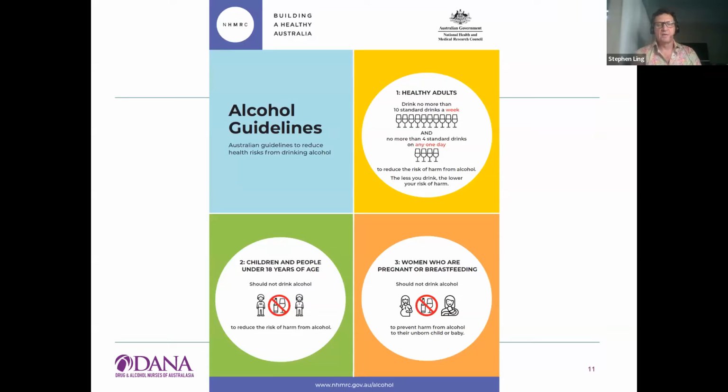Children and people under the age of 18 years should be advised not to drink, largely because of their developing brain. And women who are pregnant or breastfeeding should not drink as well. And I would also include in that anyone who experiences either physical or psychological problems associated with alcohol really should be advised to avoid alcohol as well. Next slide.